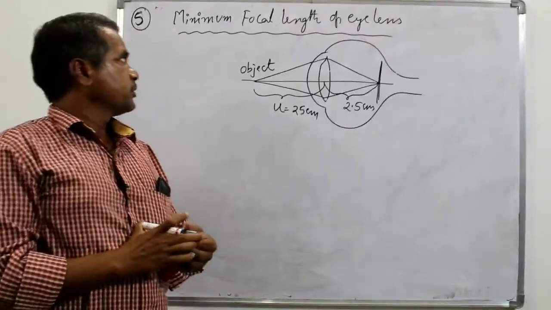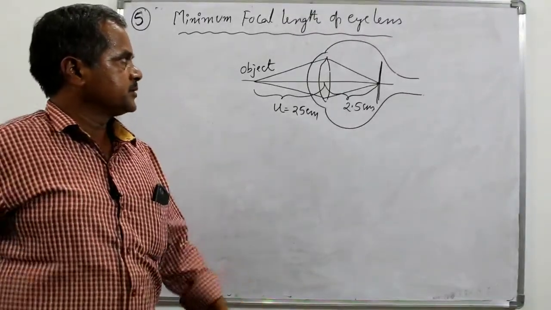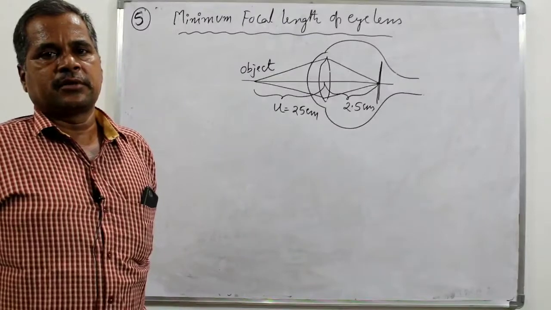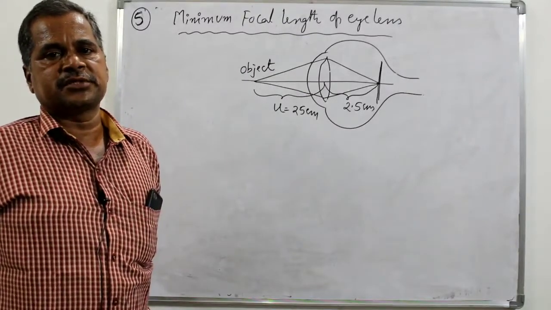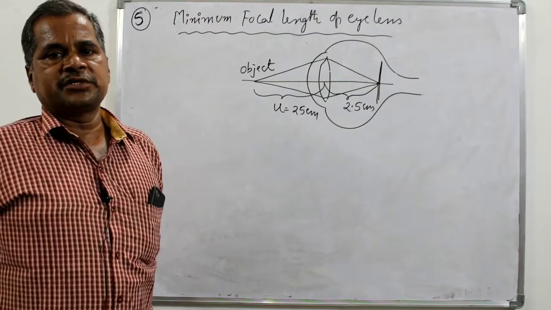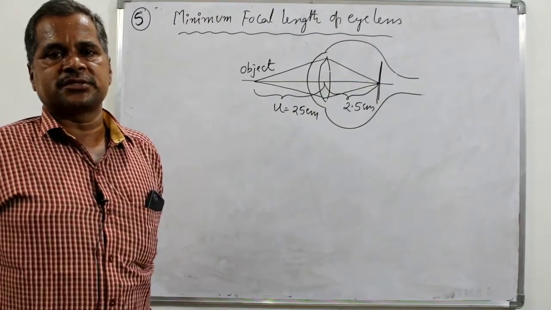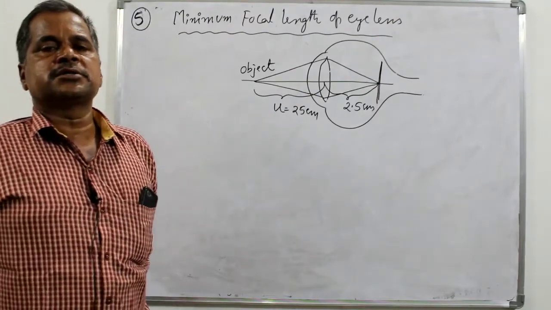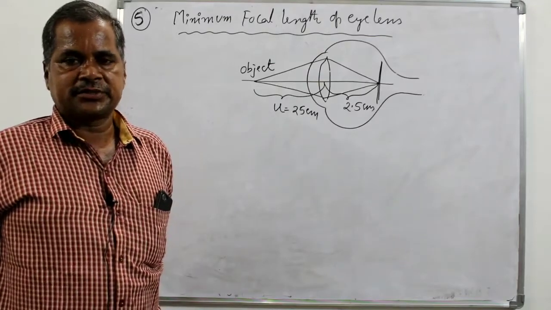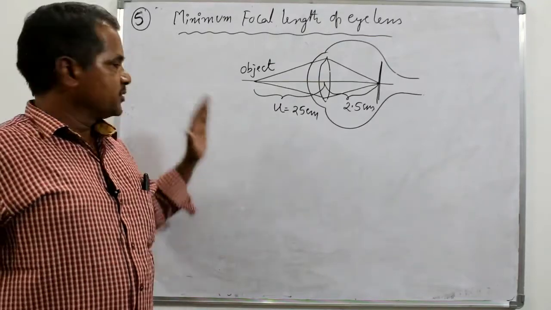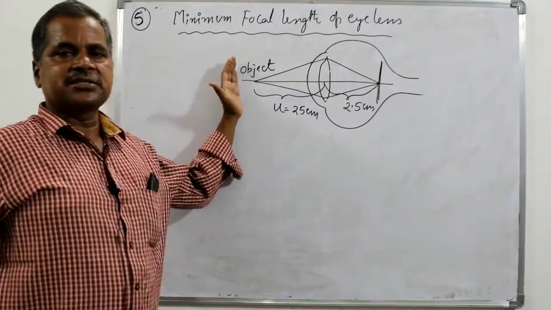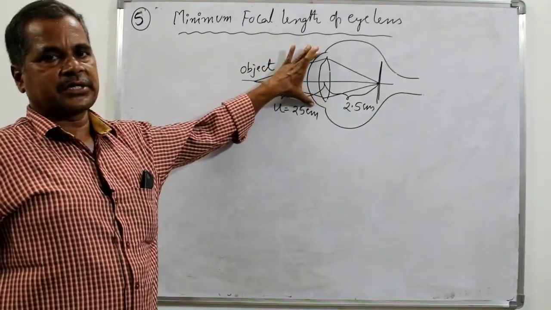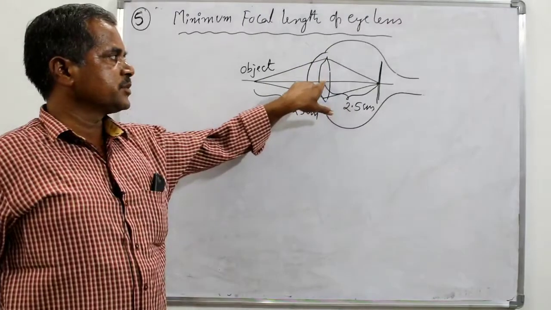Okay. Now we are going to find the minimum focal length of the eye lens. When we see objects placed at the least distance of distinct vision, we have already said what is meant by least distance of distinct vision: the minimum distance at which we can see objects very clearly. For any healthy human being, the least distance of distinct vision is 25 centimeters. If an object is placed at the least distance of distinct vision, the ciliary muscles get some strain so that the focal length of the eye lens becomes minimum.